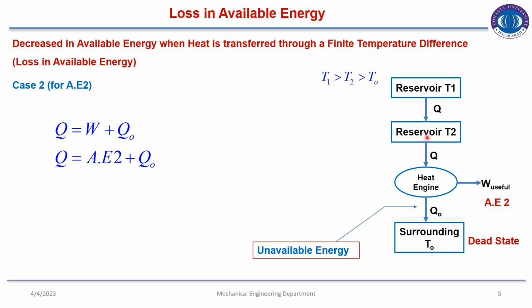For example, if we want to correspond the temperatures with numbers, let's suppose T1 is equal to 1000 and T2 is equal to 800. So in the previous slide the heat engine was directly connected to the reservoir at a temperature of 1000, and in the current slide the heat engine is connected to a reservoir currently at a temperature of 800. So now the delta T between these two reservoirs is 200 degrees centigrade.